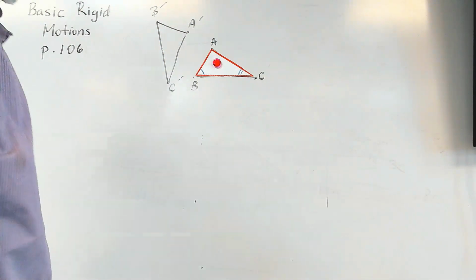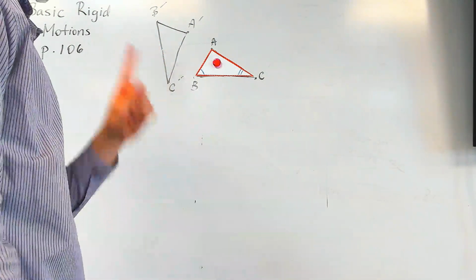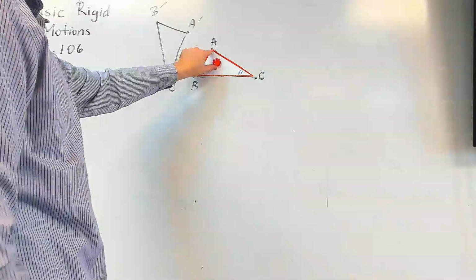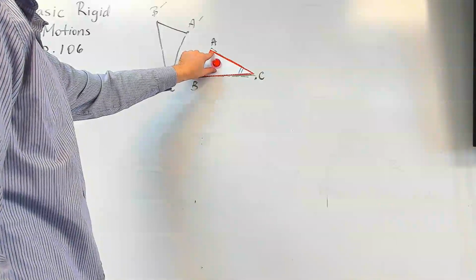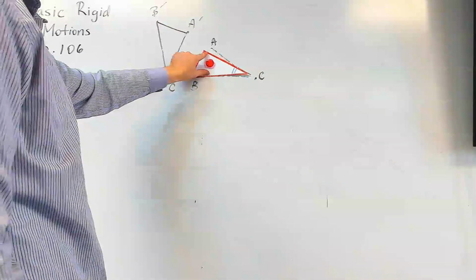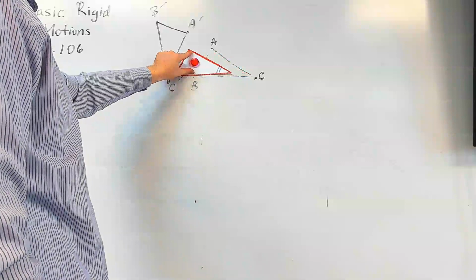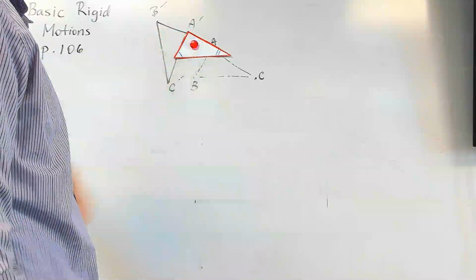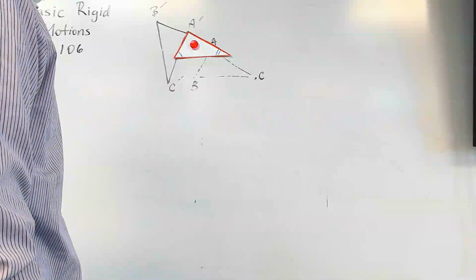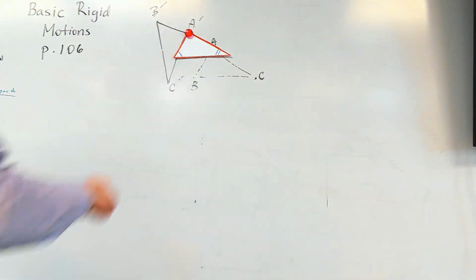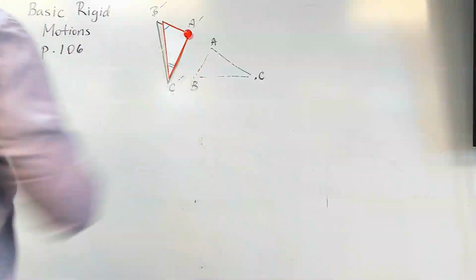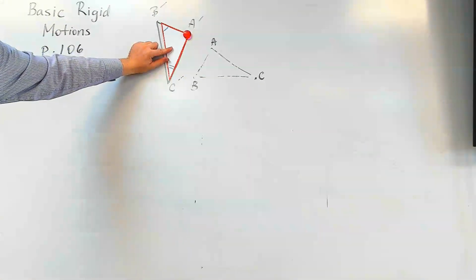What's our last one? Translation. Let's translate it. Okay, let's focus on one point. Let's just look at A, B, or C. Let's just do A. I'm going to translate the whole triangle based on point A. So we're going to go left some units, and then we're going to go up some units until A and A prime are on the same point. Now we can rotate it. Now we rotate the triangle around point A until it perfectly laps the other points.